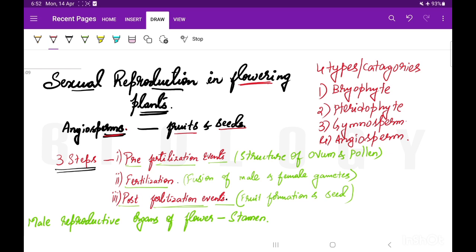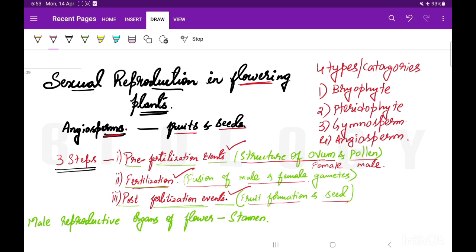In sexual reproduction there are basically three steps. First is pre-fertilization event, the events which occur before fertilization. Next is fertilization and post-fertilization. In pre-fertilization we will go through the structure of ovum and pollen grain. Ovum is female gametophyte and pollen is male gametophyte. In fertilization we have fusion of male and female gamete. Post-fertilization event is the formation of fruit and seed. So these are the three steps included in sexual reproduction. I hope it's clear for everyone.